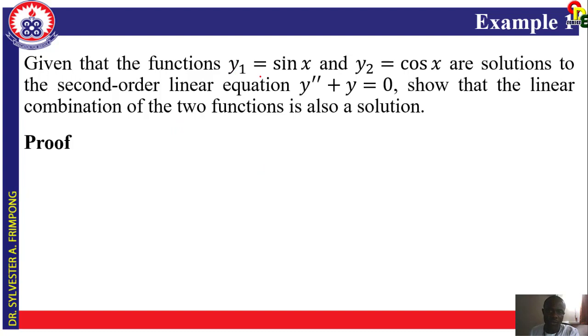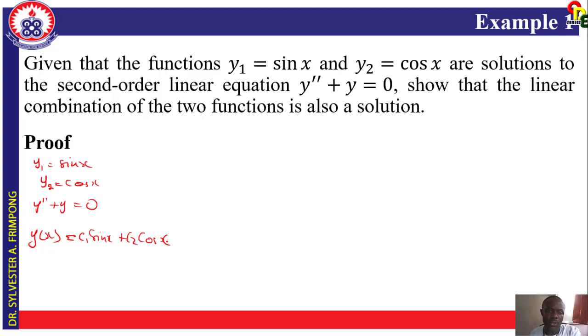If you are given that y1 is sine x and y2 is cos x as solutions to a second order linear differential equation, we want to show that the linear combination is also a solution. So what we are saying is that since y1 equal to sine x is a solution and y2 equal to cos x is a solution of y'' + y = 0, then our linear combination y of x equals c1 sine x plus c2 cos x is a solution.